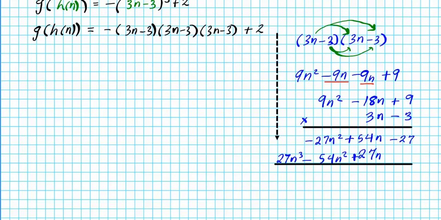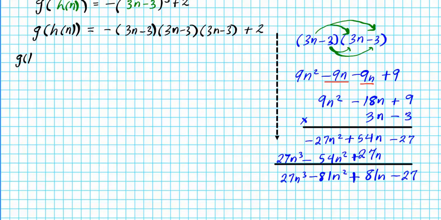That will give us our product. So when we add downwards, we have 27n to the third. Combine these two, we get minus 81n squared. Combine the n's, 54n plus 27n is 81n, minus 27. Okay, so this is what you get when you multiply 3n by itself 3 times. Now let's put it back in here.